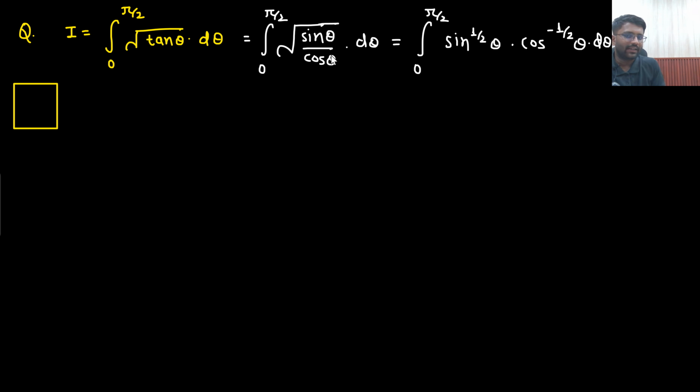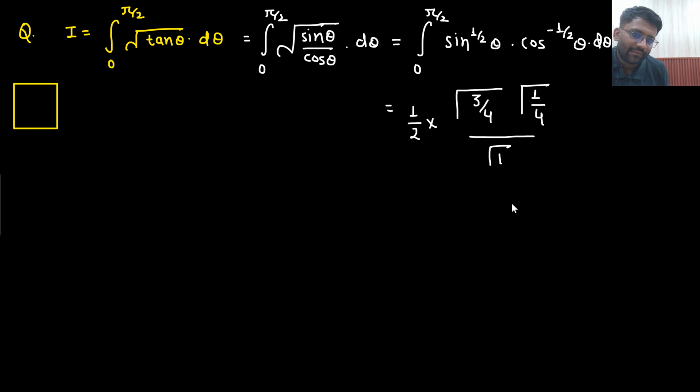Sin to the power 1 by 2 theta, downward there is cos to the power 1 by 2 theta, which will come upward, then it would become minus 1 by 2. Now I know the formula. 1 by 2 I will not forget here, into gamma m plus 1 by 2. So 1 by 2 plus 1 will become 3 by 2, divided by 2 will become 3 by 4. M minus 1 by 2: 1 minus 1 by 2 will become 1 by 2, divided by 2, that will become 1 by 4.